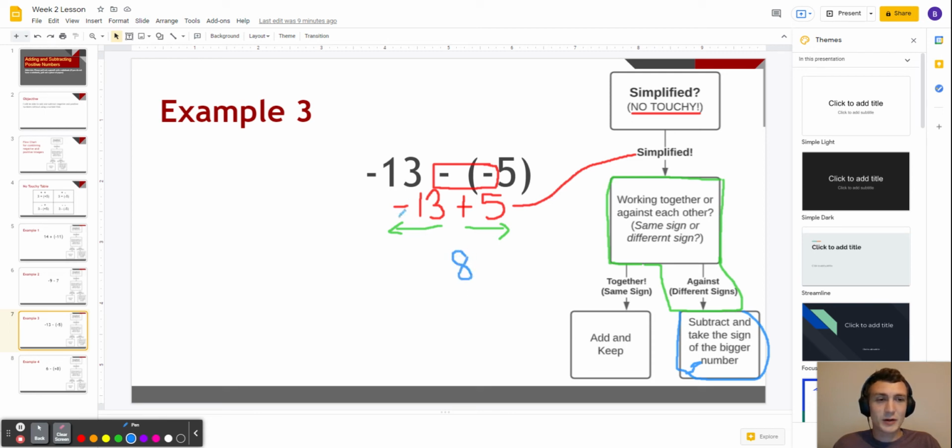And then the minus part, well, do we keep minus or plus? I take the sign of the bigger number. Okay, well, what's bigger here? 13, that's right. So since 13 is bigger, I take its sign. I take that negative, right? And this becomes negative 8. And that'll do it, y'all.